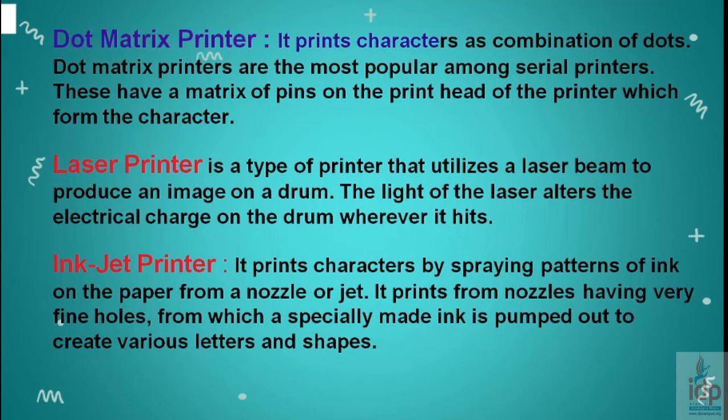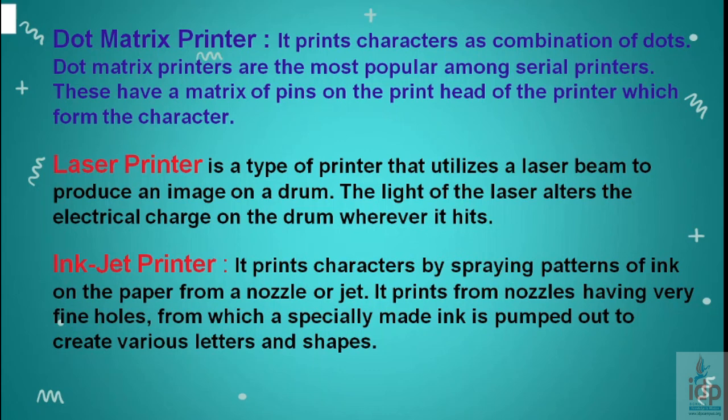Dot matrix printers. It prints characters as a combination of dots. Dot matrix printers are the most popular among serial printers. These have a matrix of pins on the print head of the printer which form the character. Students, dot matrix printer is very noisy and does not produce high quality output. It gives output only in black and white.